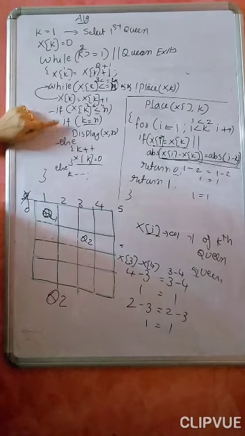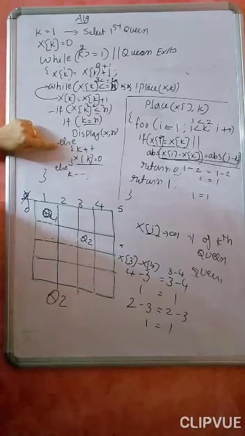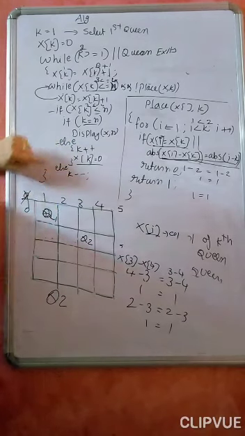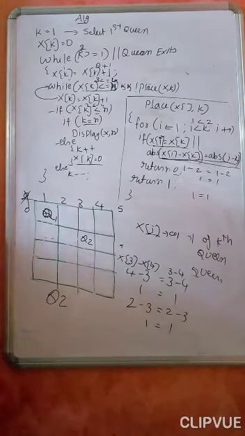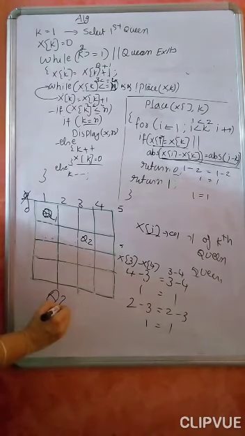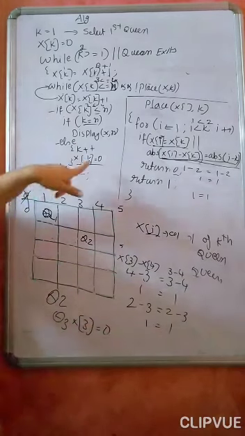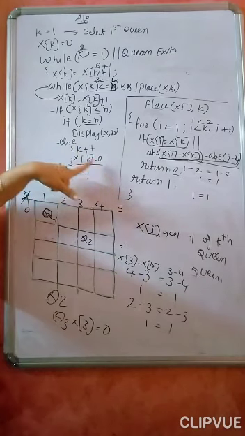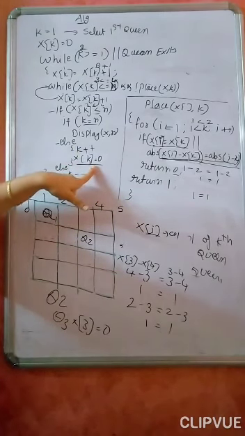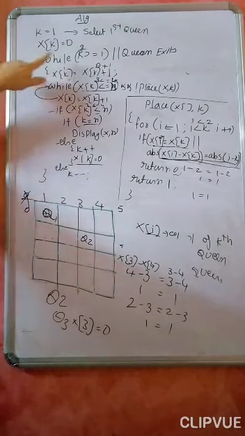No. Because k is equal to 3 and n is equal to 4. So else will be executed. K plus plus. Now k is equal to 3 means I am considering the third queen now but not placed anywhere. So x of 3 will be equal to 0. I am considering the third queen but not placed in any of the column. So again where I will go back to this one.